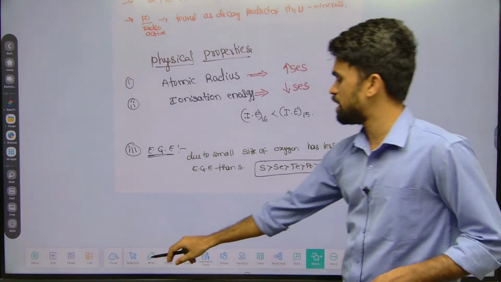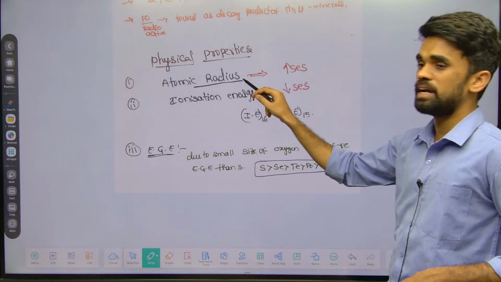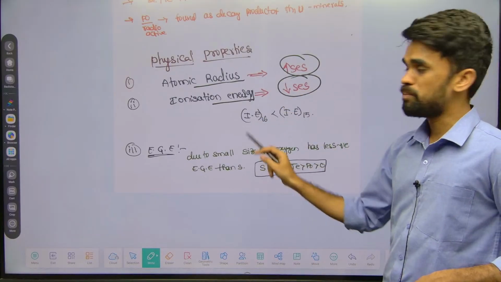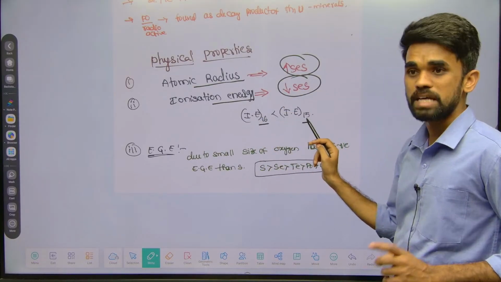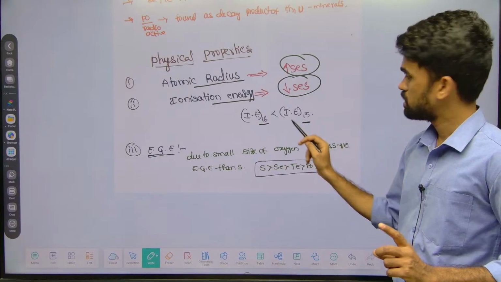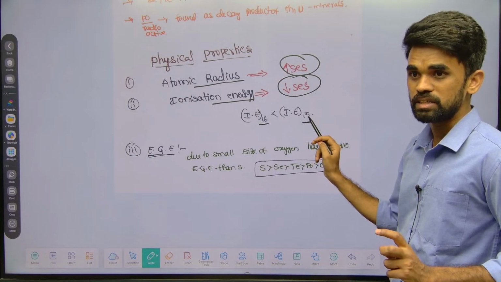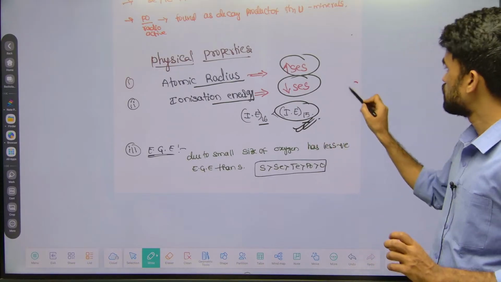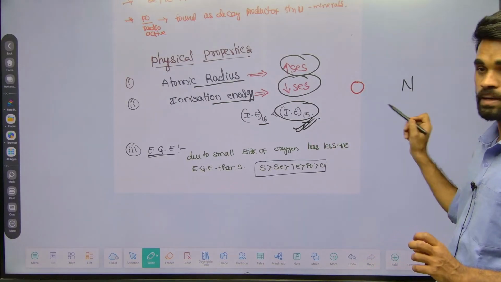What about atomic radius and ionization energy? Atomic radius down the group increases, ionization energy decreases. Compared with the 16th group and the 15th group, which has more ionization energy? 15th or 16th? Why 15th? Because of the half-filled electronic configuration we discussed. Between oxygen and nitrogen, nitrogen.